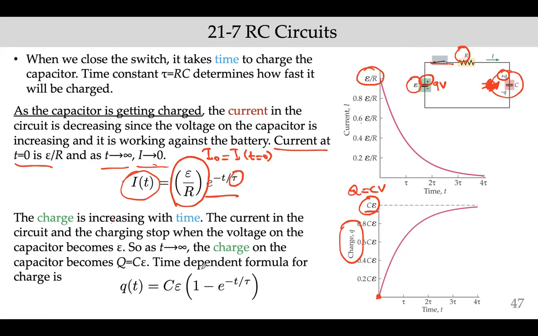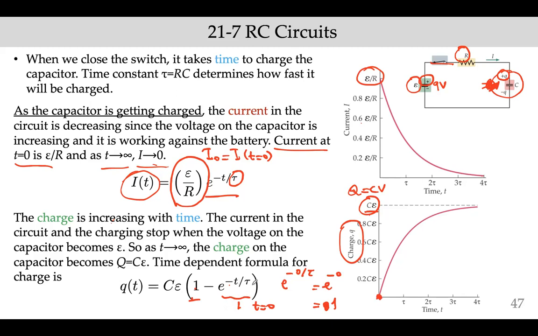But the form here will be 1 minus exponent, because at time equals 0, this will give me exponential of negative 0 divided by tau, which is exponential of negative 0, which is 1. So this term is 1 at time equals 0. So 1 minus 1 gives you 0, which is correct. At time equals 0, you get 0 charge.